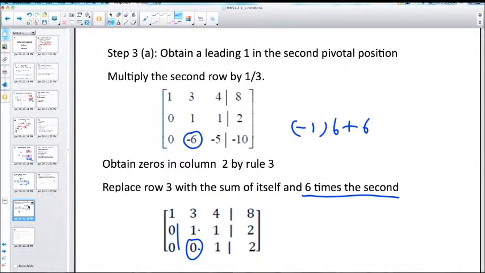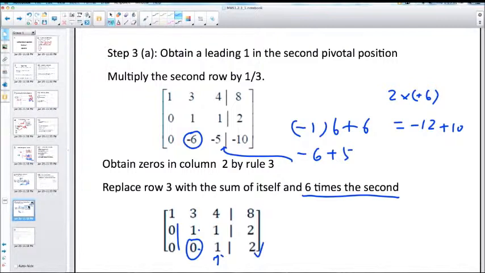And then negative 6 plus 5 in this element, I get this equal 1. 2 times negative 6 is negative 12, and add to 10. Oh no, 2 times 12. And then you get a 2. So in this case, you get the solution.